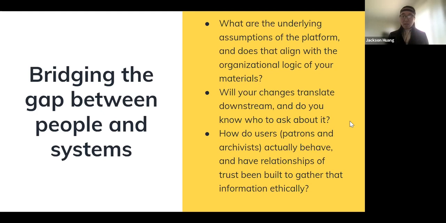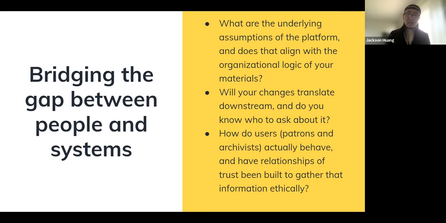So for example, there's a lot of discussion now about updating subject headings and name authorities, but the question we have to think about is, does the indexing that our particular search platforms use weight subject headings versus other free text fields? Will that actually affect users' ability to find things? And I think the last thing to emphasize here is, how well are our efforts informed by user behavior? And do we have the kinds of relationships based on trust to make sure that we know that information?